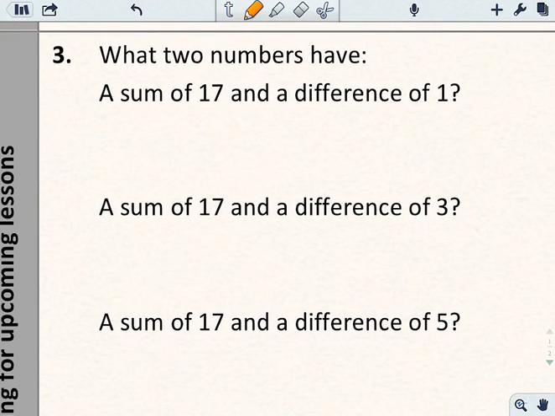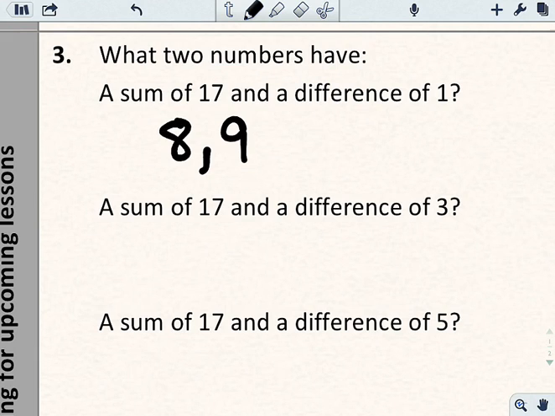What two numbers have a sum of 17 and a difference of 1? So two numbers that add together to make 17 and subtract one from another to make 1. Well, again, this is all about thinking about the possibilities, but if there's only going to be one apart, I want to try to split 17 closest down the middle as I can. So 17, it doesn't split too evenly, but 17 is going to be 8.5. So that means my numbers are probably going to be 8 and 9.